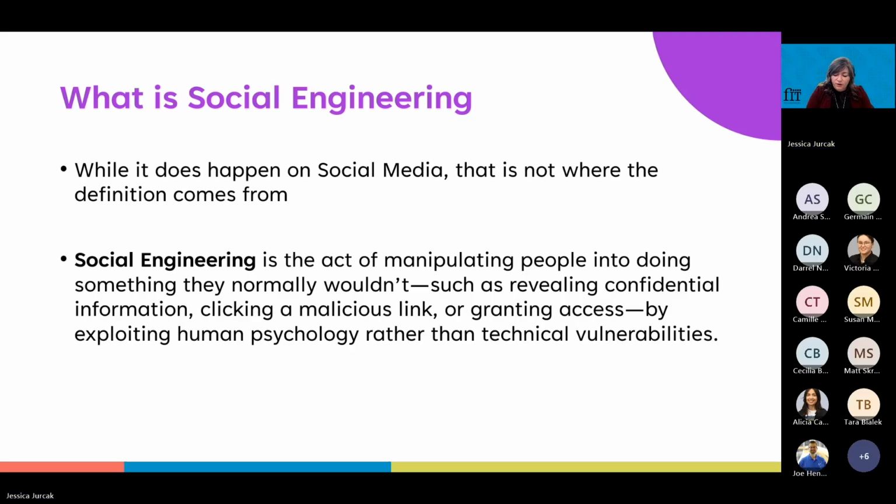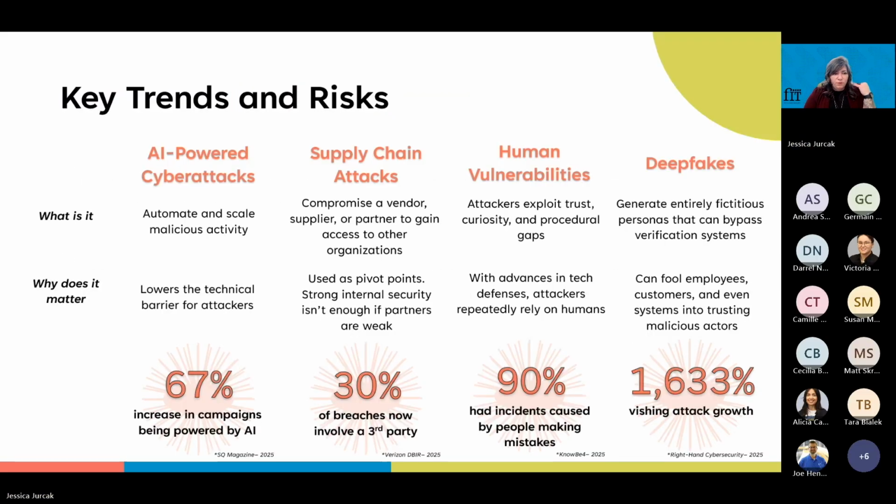So when we think about that, what are some key trends here and the risks? I'm going to click through all this. Here we go. All right, so we've got some common key trends.